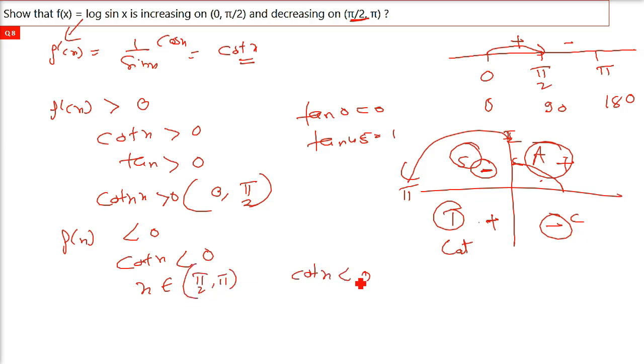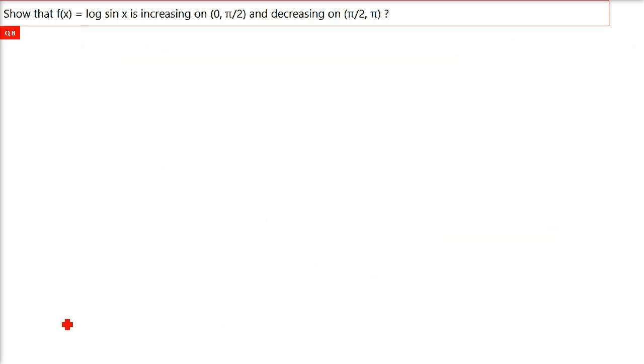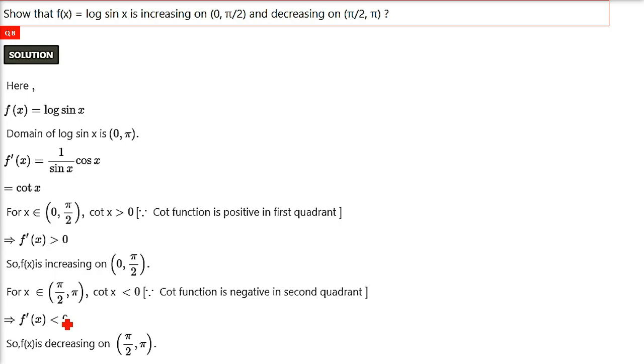So this is how the positive and negative will come. And this is where we can say that it is increasing in 0 to pi by 2 and decreasing in pi by 2 to pi. So this is the whole explanation here. This diagram, you have to make it. Now let me show you how you are going to write it. Whichever explanation I have given, you have to write it, because this is the first quadrant, this is the second quadrant we are talking about. We know what happens in the different quadrants.